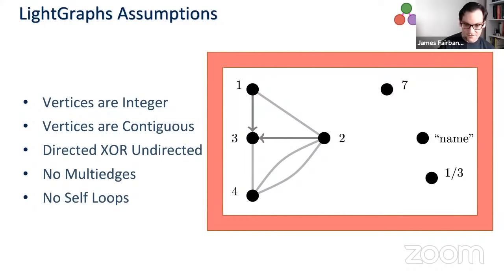Some things that people like are sparse vertex sets, where you have vertices with random names that aren't contiguous integer labels. You might want your vertex set to be 1, 2, 3, 4, 7, the string name, and 1/3. And LightGraphs isn't going to let you do that.